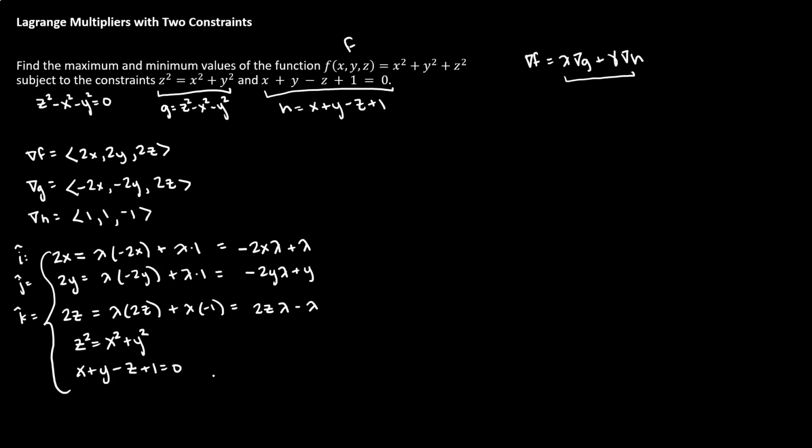If you have multiple constraints, you handle that by tacking on another Lagrange multiplier, whatever Greek letter you want, times the gradient of that new constraint. After this, the process is just like before with a single constraint. Solve the system, test all of your cases, and then plug your values back into the function to find the max or minimum values.